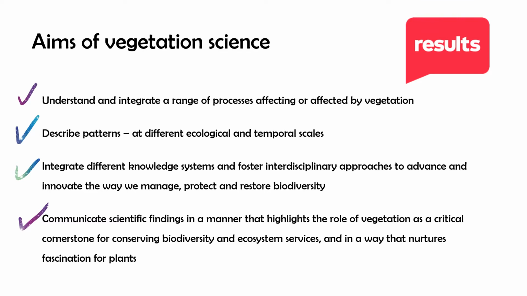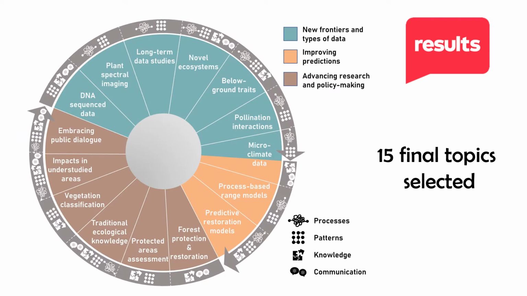of the field. So using these aims that we defined for vegetation science, we also specify how our topics would advance each one of these. In this figure here, you can see a summary of the final 15 topics selected, and in the little symbols here, of course, not every topic advances every goal or aim we set for vegetation science. So some of them only 2 or 3 or 4.